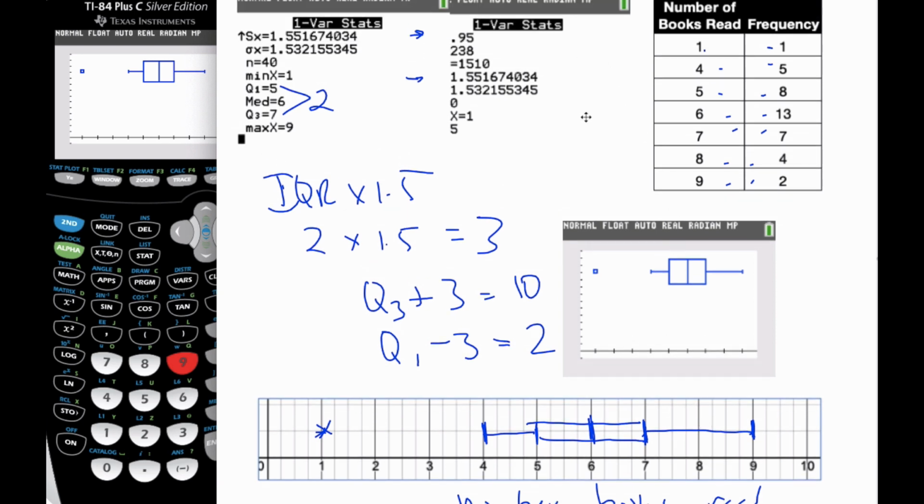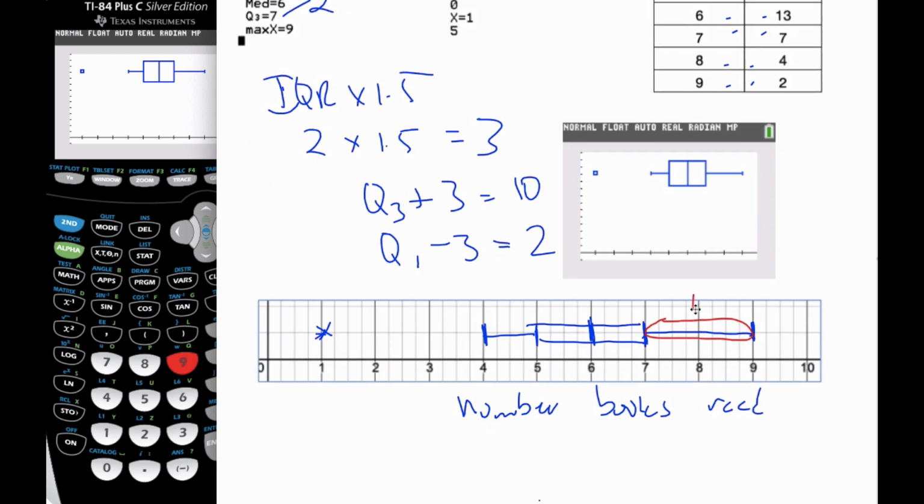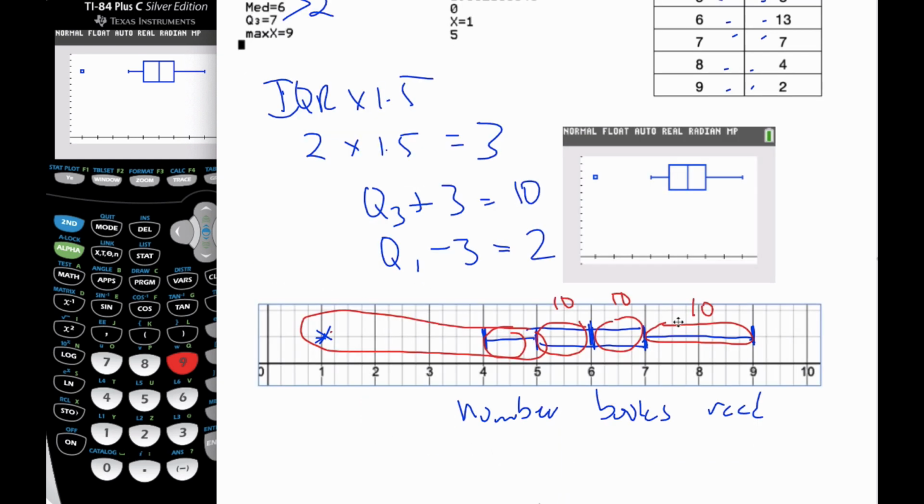Now, when I look at this, how many students read between 7 and 9 books? Well, I know there are 40 students in general, so that means there's approximately 10 students in here. There's also 10 in here, 10 in here, and 10 here. So here is 9, and there's number 10. And so even though there's a bigger range of values, there's still 10 students represented.